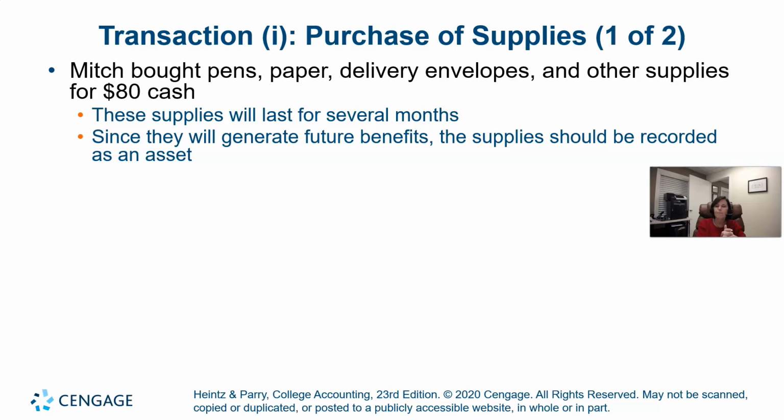If this is going to be something that is going to benefit us for more than 1 month, we're going to have some future benefit, we're going to treat something like this supplies as an asset. If, on the other hand, it's going to be something that we're going to buy and use up immediately.